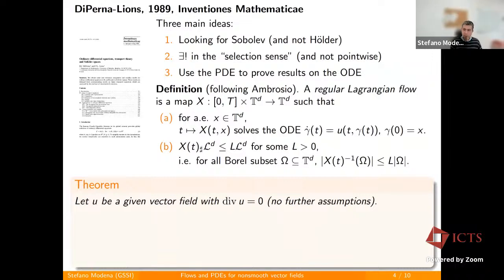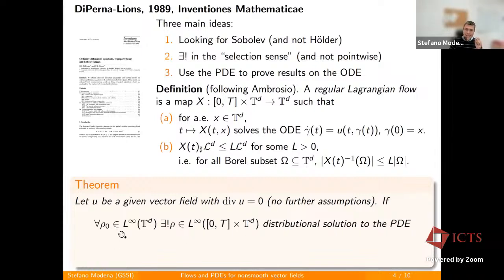Then let's assume that for every initial datum, so for every initial density in L infinity, there exists a unique distributional solution to the partial differential equation, the transport equation, which stays in L infinity of time and space. So if for every initial bounded density, there exists a unique distributional solution in the class of bounded densities, then there exists a unique regular Lagrangian flow.